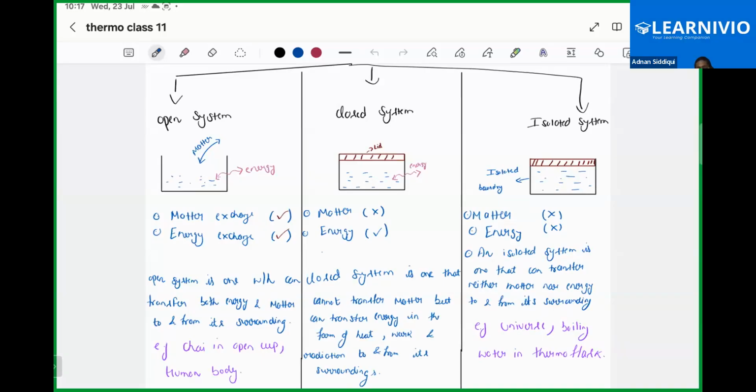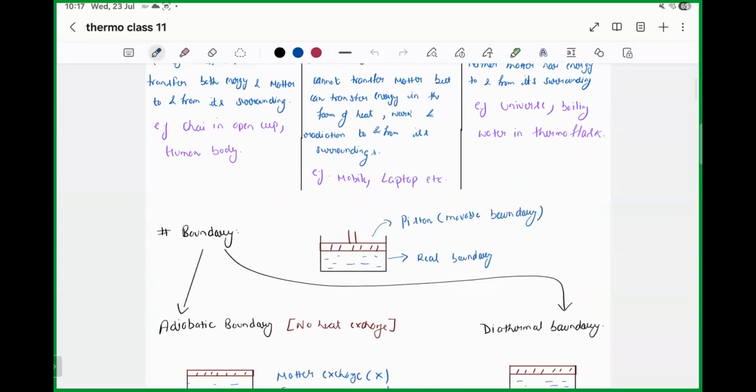Good. So do you have any doubts regarding these two topics? I hope not. No. So let us move ahead.